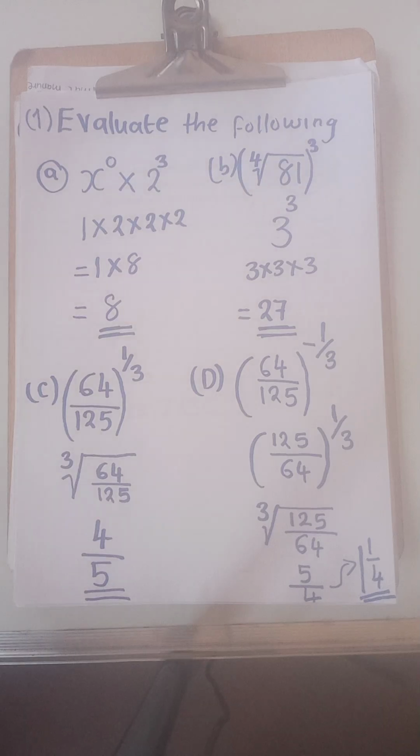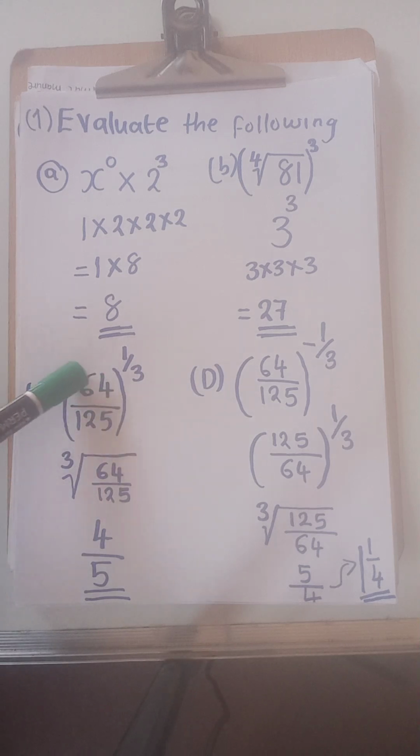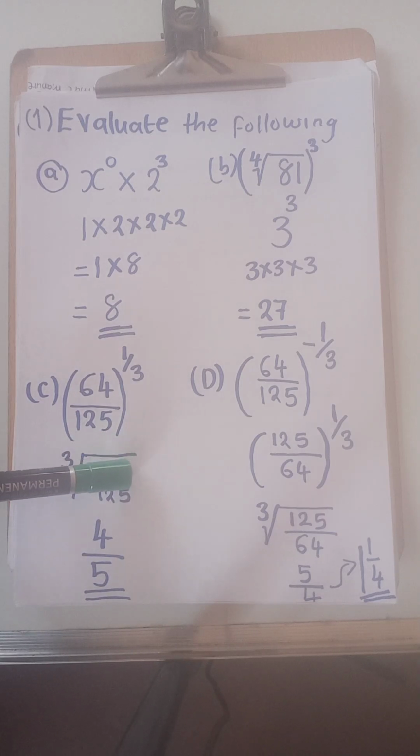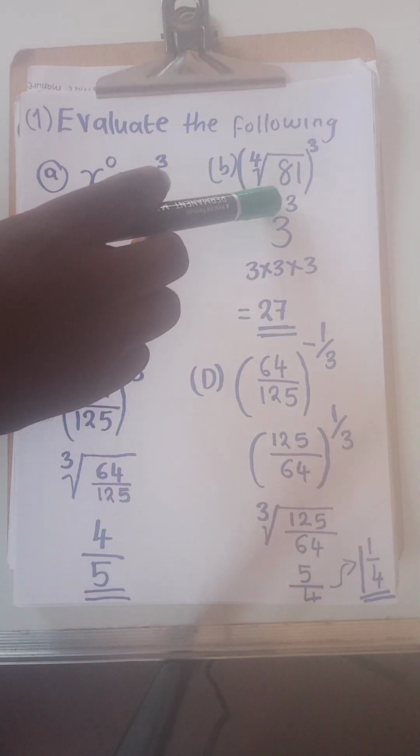We come to C. You have been given open brackets 64 over 125, close, to the power 1 over 3. Once you see this, you observe the type of equation, and this question is under indices. So you introduce the root, you get this 64, you put it inside over what? 125. And this 3, you put it there. Since it's 1, there is no need of putting it, but if it's 2, 3 going up, you can put it as a power, like the way I've done there.